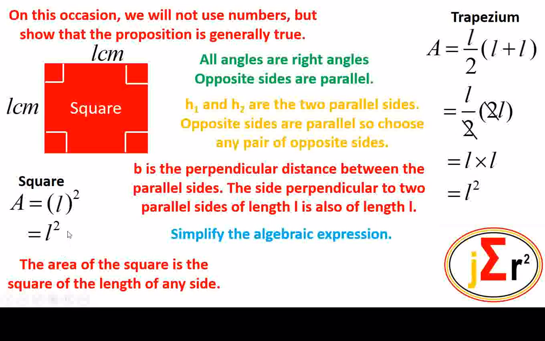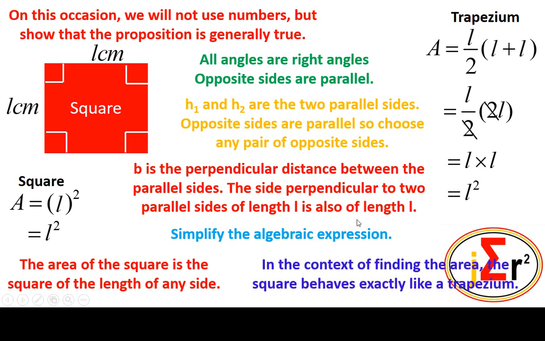Notice that the expressions are the same, and we are sure that the area of a square will be exactly the area of the trapezium if the square were to be treated as a trapezium. In the context of finding the area, the square behaves exactly like a trapezium.